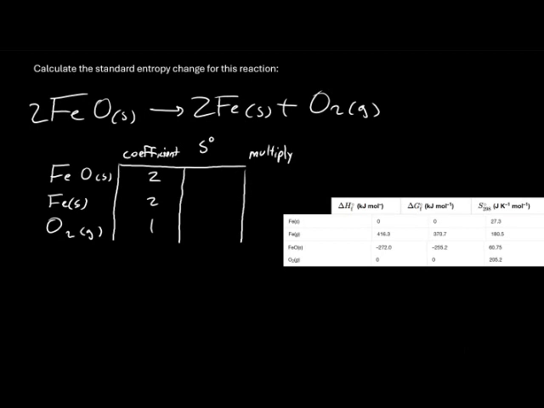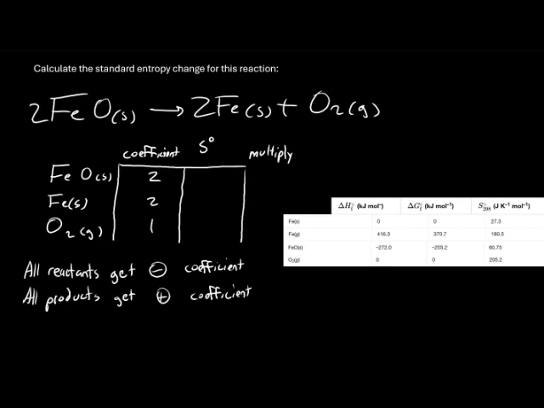One more thing, when you set up this table, all reactants will be given a negative coefficient and all products will be given a positive coefficient. Therefore, for the FeO solid, we'll say the coefficient is negative 2, since we'll be consuming it in the course of this reaction. Fe solid and O2 will both get positive signs on their coefficient.